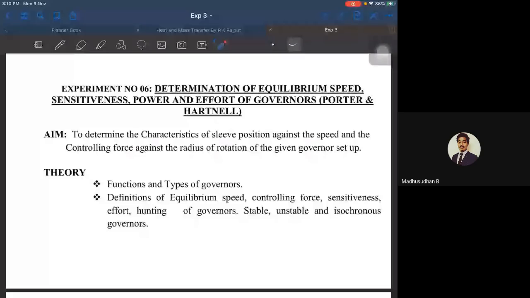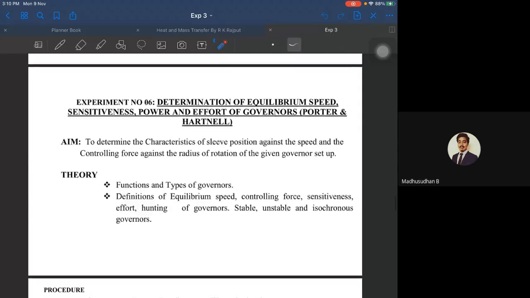The first is the Porter governor. The second is the Hartnell governor. The major difference is that the Porter governor is a dead weight governor, and the Hartnell governor is a spring-loaded governor, which uses a spring for its operation. Let us see how these governors work and how to draw their characteristics, one by one.